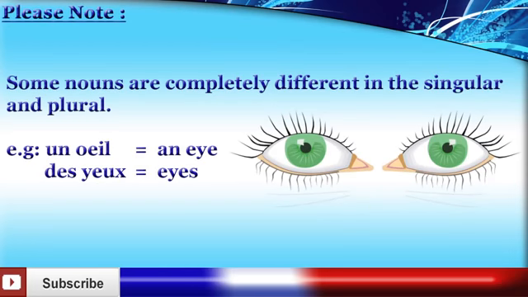Please note that some nouns are completely different in the singular and plural. For example, un œil, an eye, des yeux, eyes.